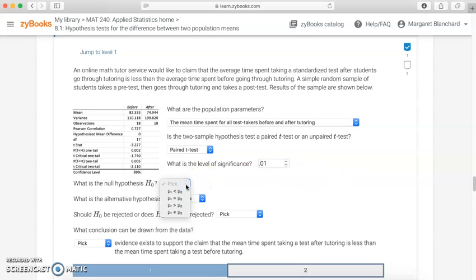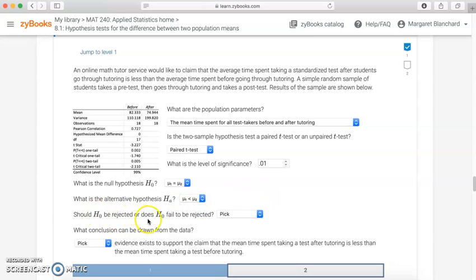Remember, the null hypothesis is always that the mean 1 is equal to the mean 2. Now, the alternative. This is where it gets a little kind of confusing. I think you need to make sure you know which is population 1 and which is population 2. So in this case, we're saying population 1 or sample 1 is after. So that means we're going to say that mean 1 is less than mean 2. That would be our alternative.